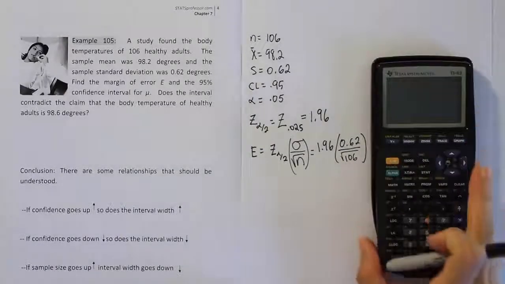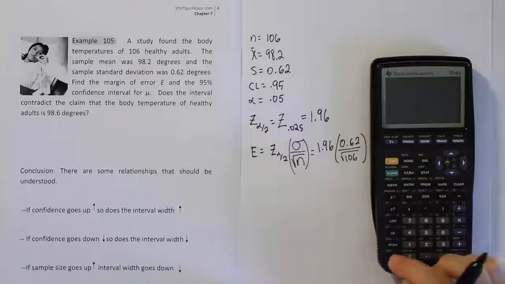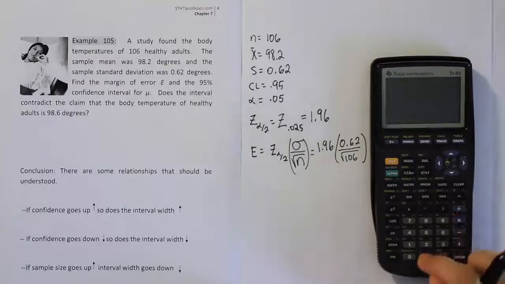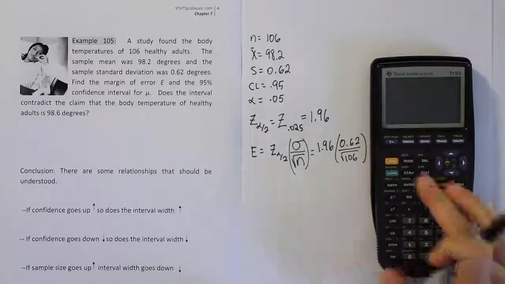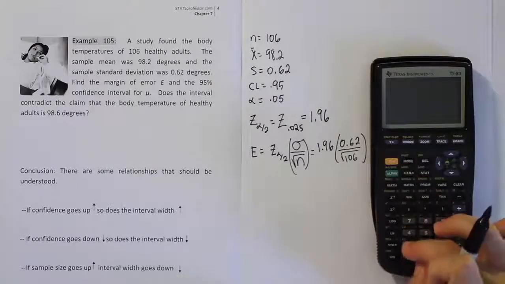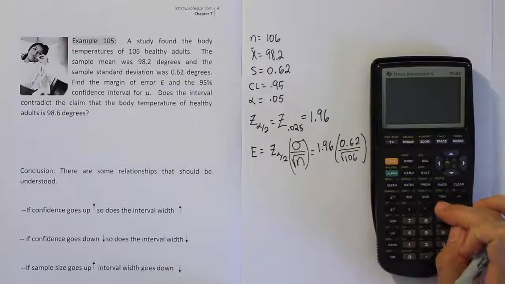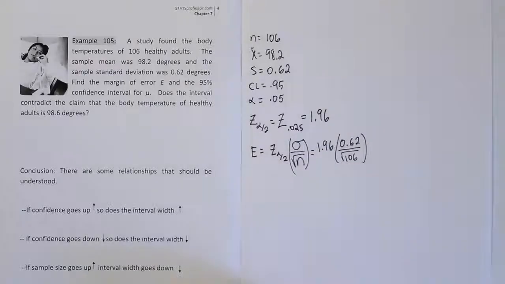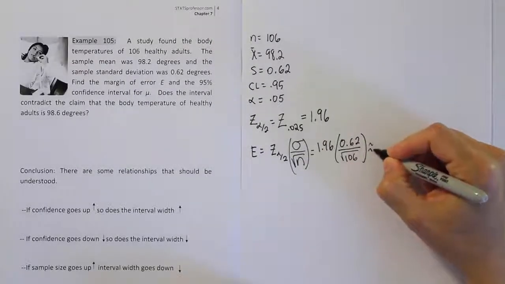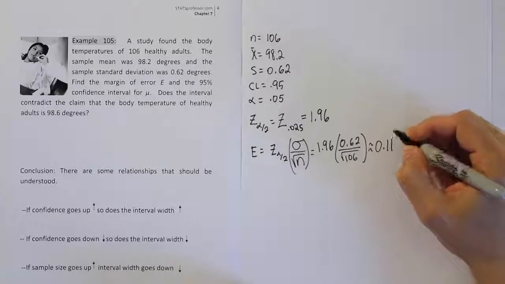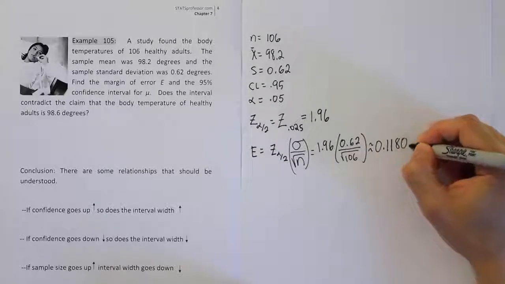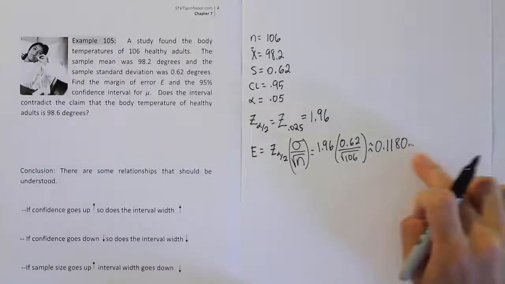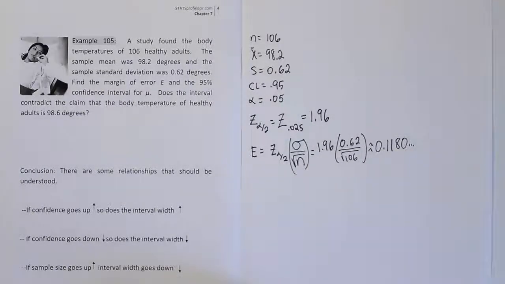Okay, so if I use my calculator here, I'll have 1.96 times 0.62 divided by the square root of 106. Okay, I'm going to close that up, hit enter, and see what it gives us then. All right, so the margin of error turns out to be 0.1180... and it goes on and on. I'm just going to use that number stored in my calculator for the next step.